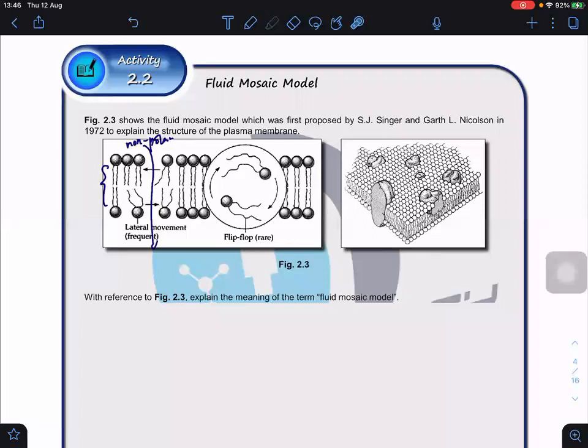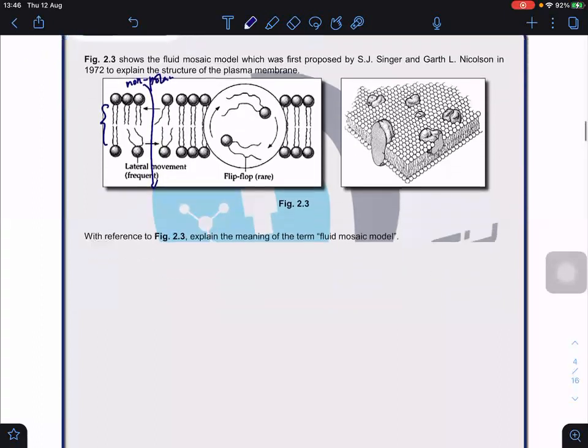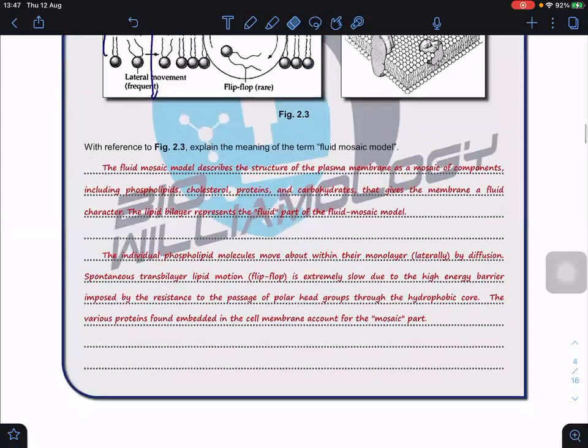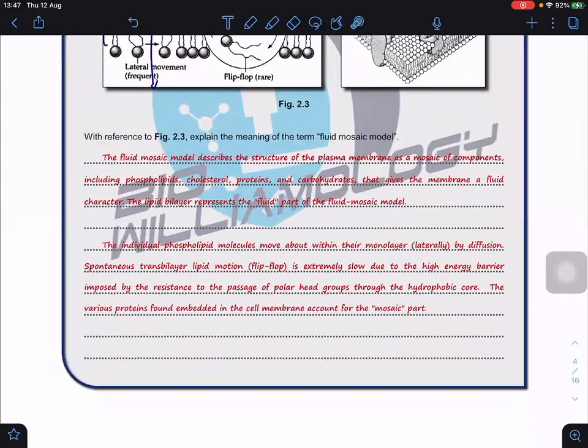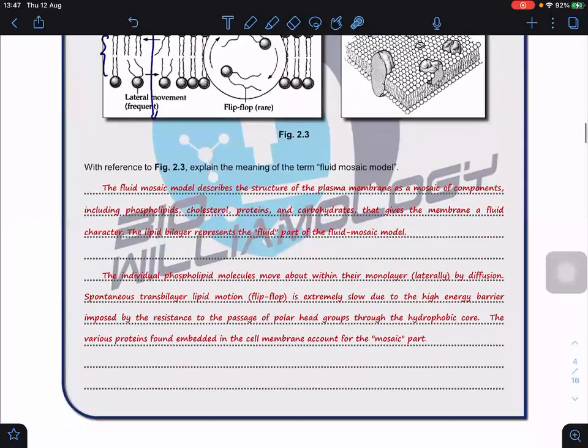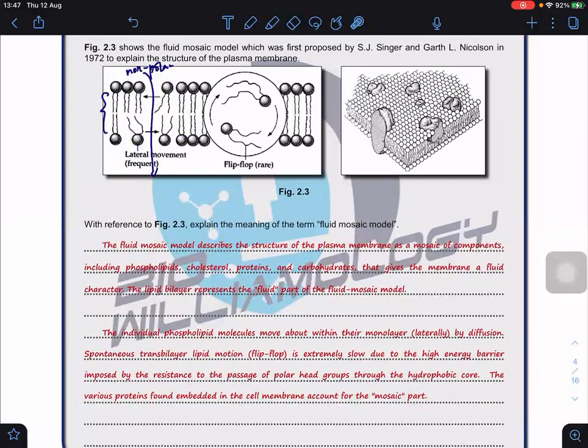So highlight this part. Questions always ask about the explanation of the fluid mosaic model. How do we explain it? The fluid mosaic model describes the structure of the plasma membrane as a mosaic of components. What are the components that contribute to the pattern? They include phospholipids, cholesterol, proteins, and carbohydrates that give the membrane a fluid character. The lipid bilayer represents the fluid part of the fluid mosaic model, the phospholipid bilayer.